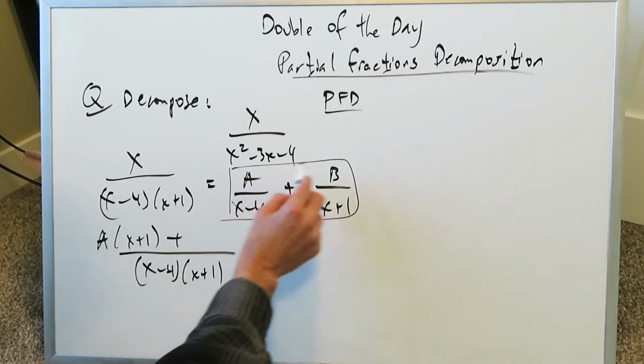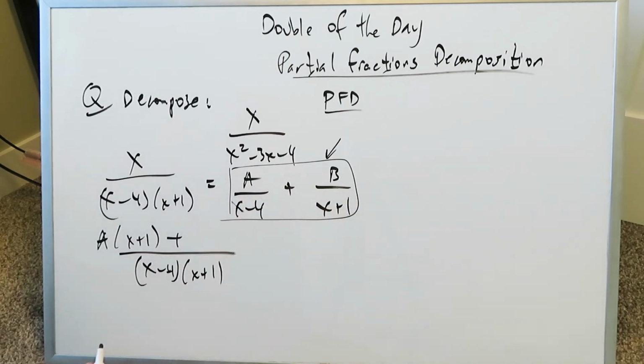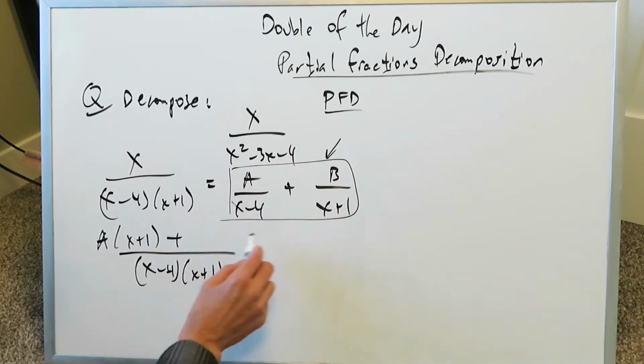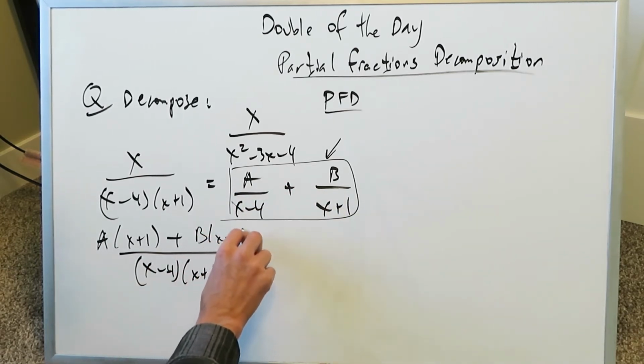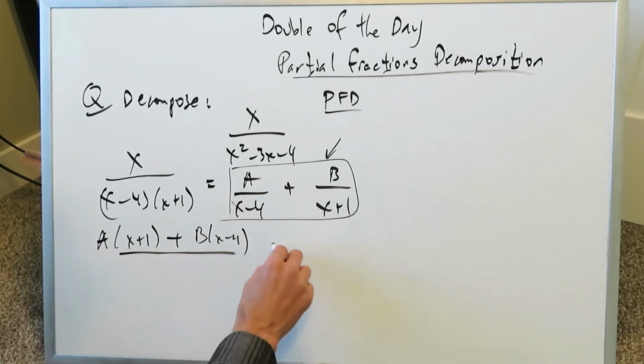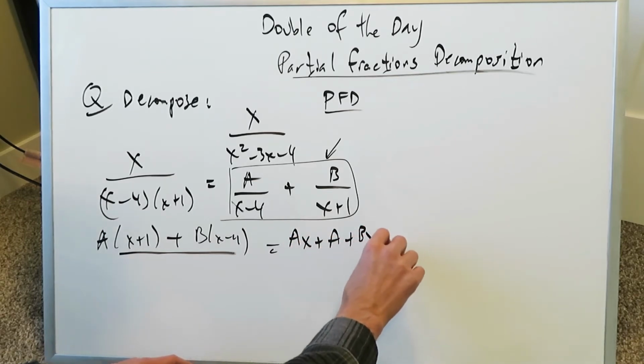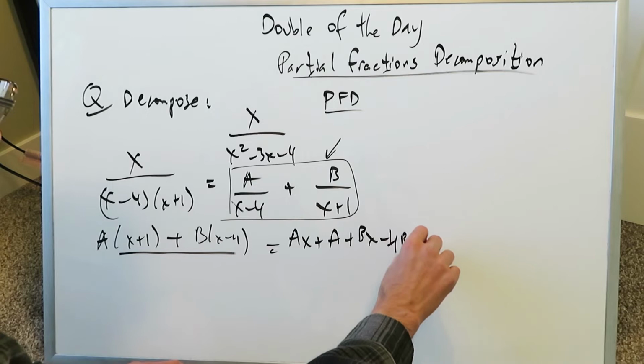And remember, this template right here, this specific template to form that, to decipher from what you have, is the hardest part. Everything after that is relatively easy. And then B into x minus 4. You can, if you want, erase this. I erase it only because I need space. You open this up, you have Ax plus A plus Bx minus 4B is equal to what?